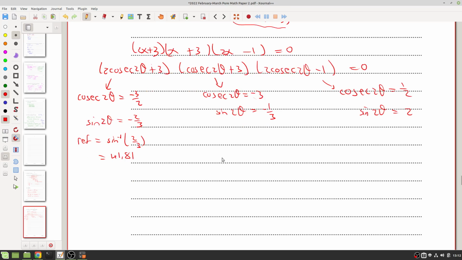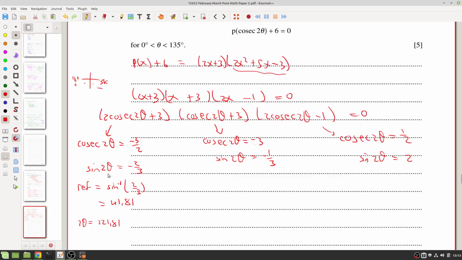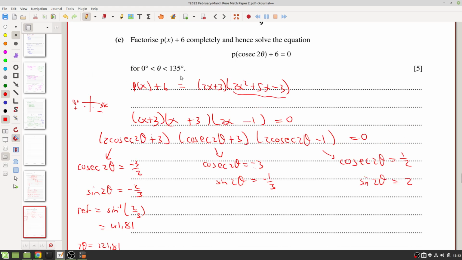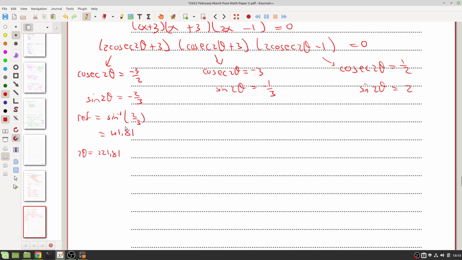Okay, so that's our reference angle there, which means that 2 theta, so we had a negative value for sine. So sine, again, is negative in these two quadrants, in 180 plus and in 360 minus. So in our third quadrant, we'll have that 2 theta equals 180 plus this. So that's going to be 221.81. Again, we don't need the general solution because we're just working between 0 and 135 degrees. So that's just going to be in the first rotation, basically.